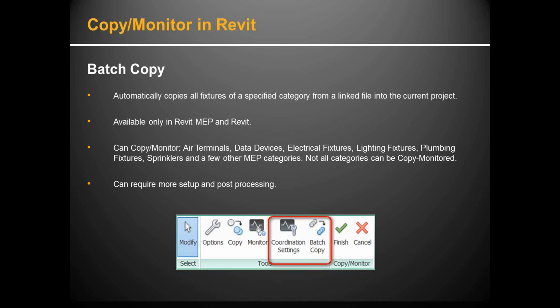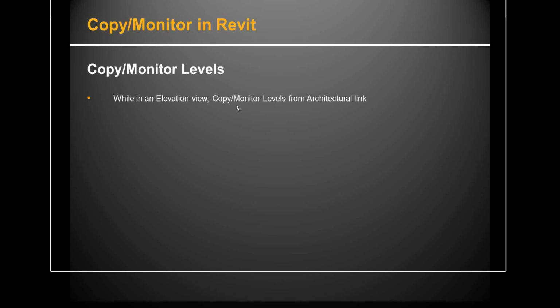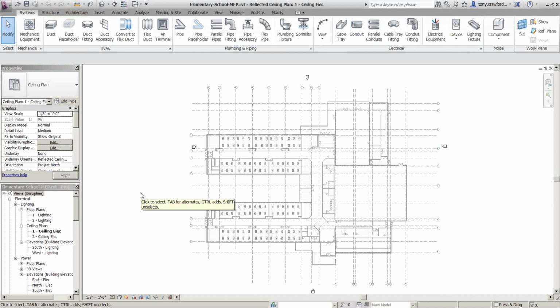So let's go ahead and do this. Let me switch over to Revit. What I'm going to do is copy and monitor the levels from an architectural link. So when you're doing copy monitor, you're going to let the architect know you're copy monitoring their levels? Usually it's assumed, especially the levels. Okay. Yeah, but it wouldn't hurt to let them know that you are using the architect's levels.